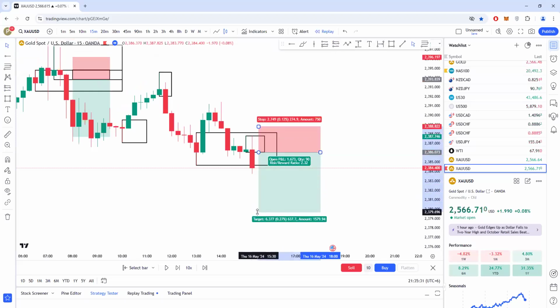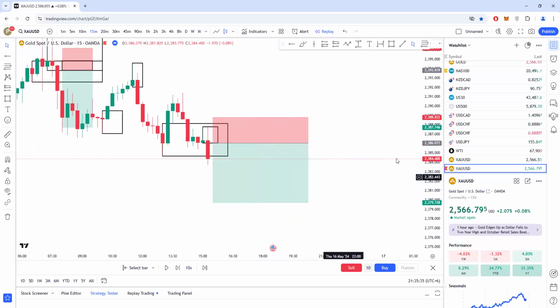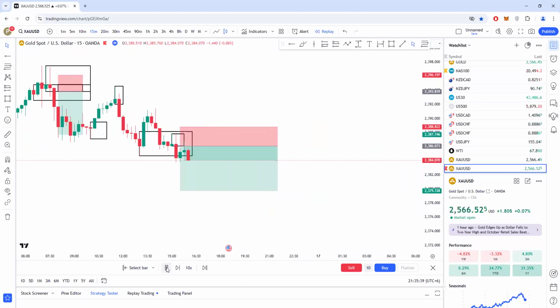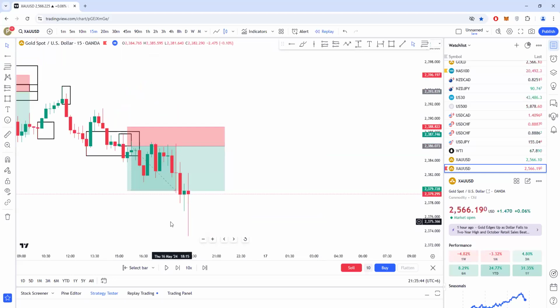This is the beginning of the trade. This is the trade. Clear?